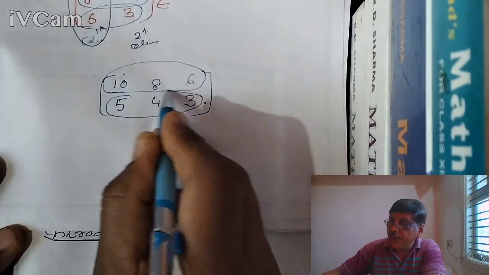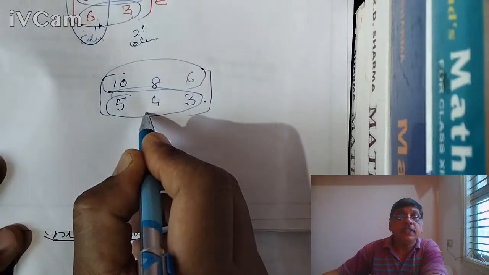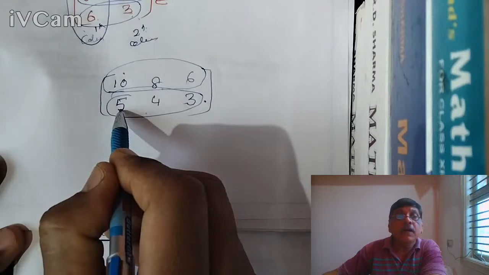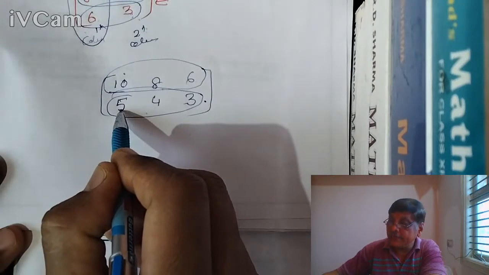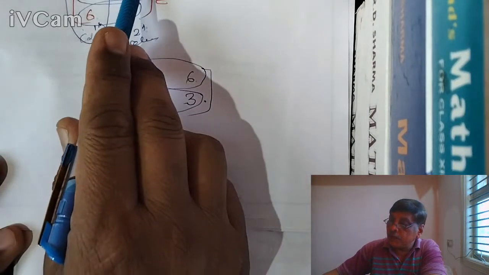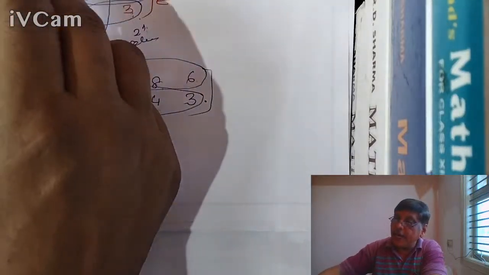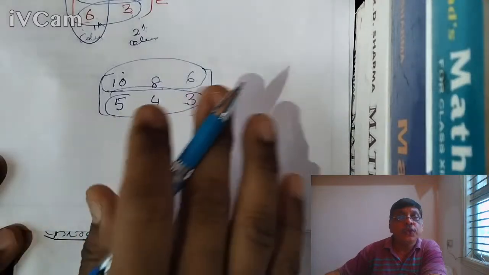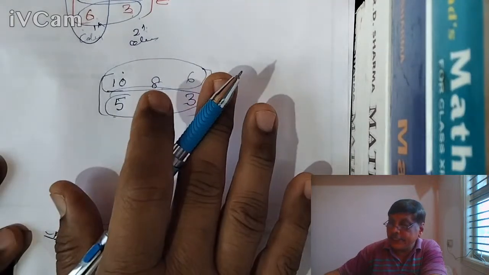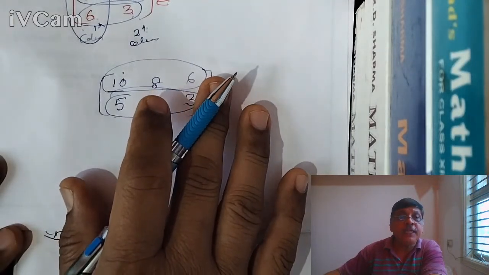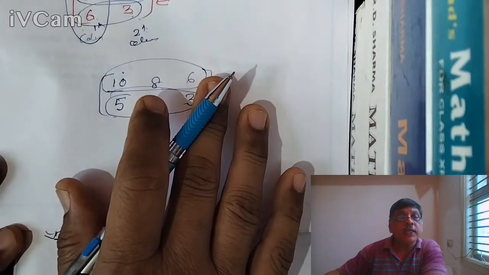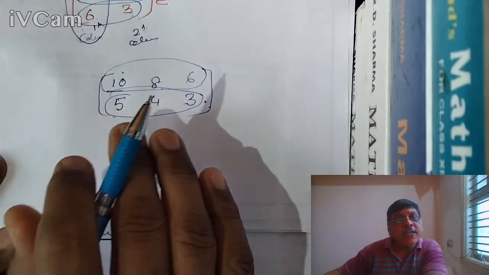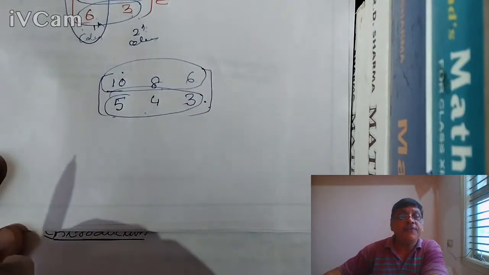Second row 5, 4, 3 indicates the number of pencils possessed by Anil, Amar, Ajay respectively. So it means that this is the store of information. We can store the information in our convenient way.